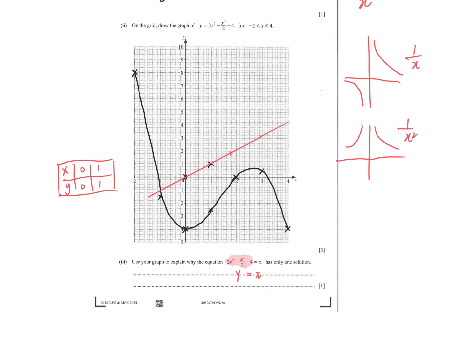So when you write, you can say when plotted, y equals to x only cuts the curve at one point of intersection. Hence, there is only one solution.